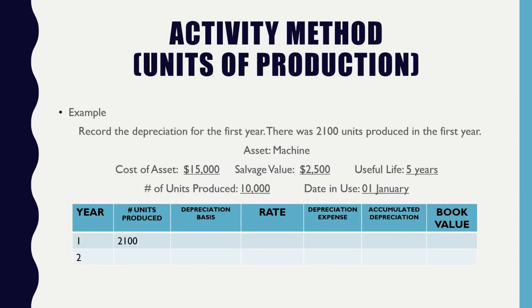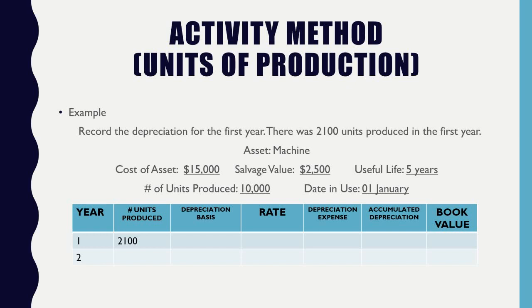Let's go ahead and dive into the first example here. The first example is to record the depreciation for the first year. It says that there were 2,100 units produced that year. So here we purchased a machine.